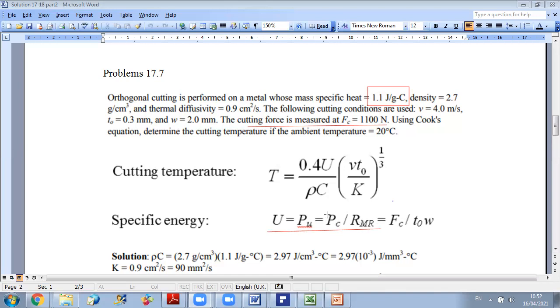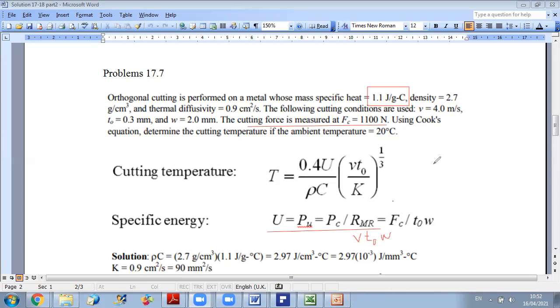Okay, and I can derive another formula for the specific energy by replacing the power. So if I multiply here, for example, you know that the removal rate is given by which relation? It's V times T0 times omega.